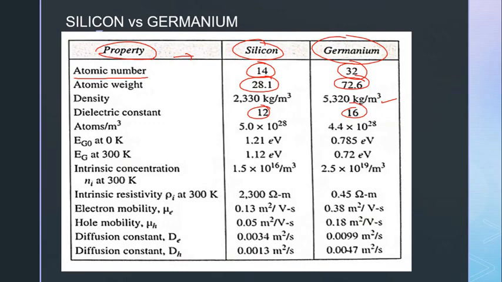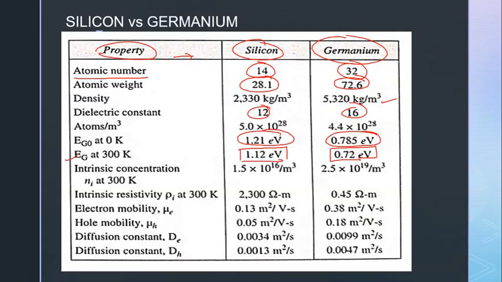Atoms per meter cube: for silicon it is 5.0 into 10 power 28, and for germanium it is 4.4 into 10 power 28. Energy band gap at 0 Kelvin: for silicon it is 1.21 electron volt, and for germanium it is 0.785 electron volt. Energy band gap at 300 Kelvin: for silicon it is 1.12 electron volt, and for germanium it is 0.72 electron volt.